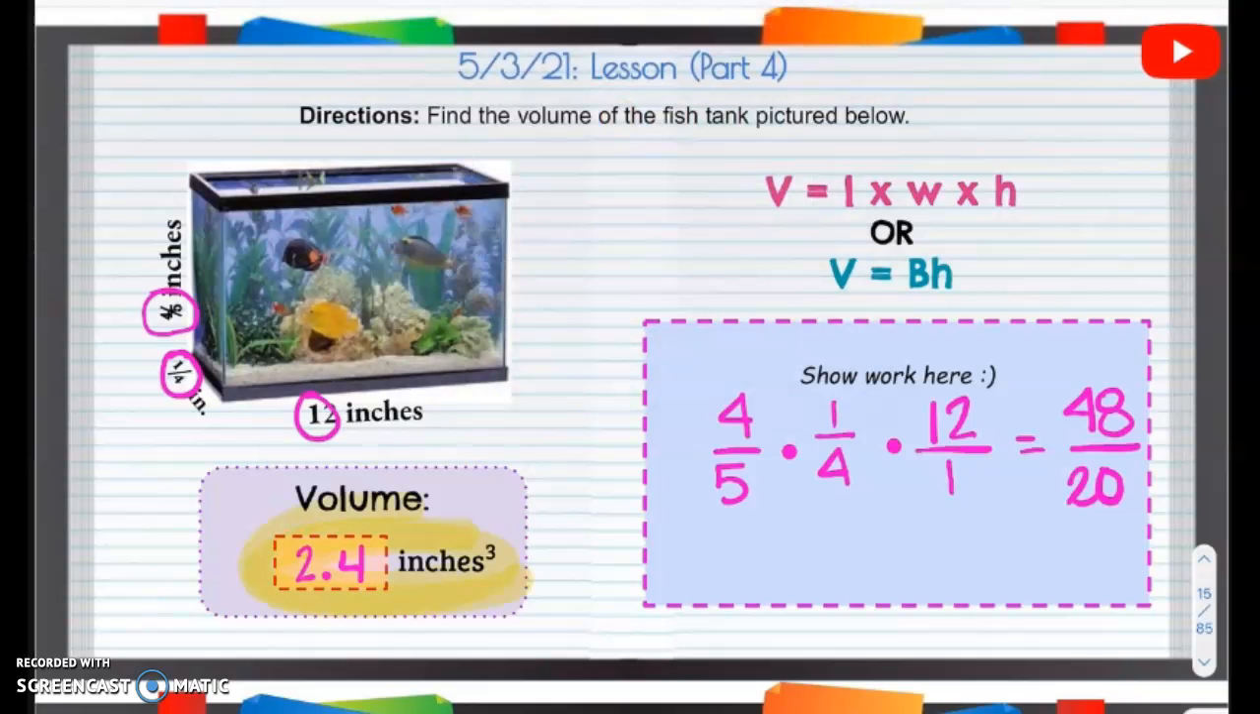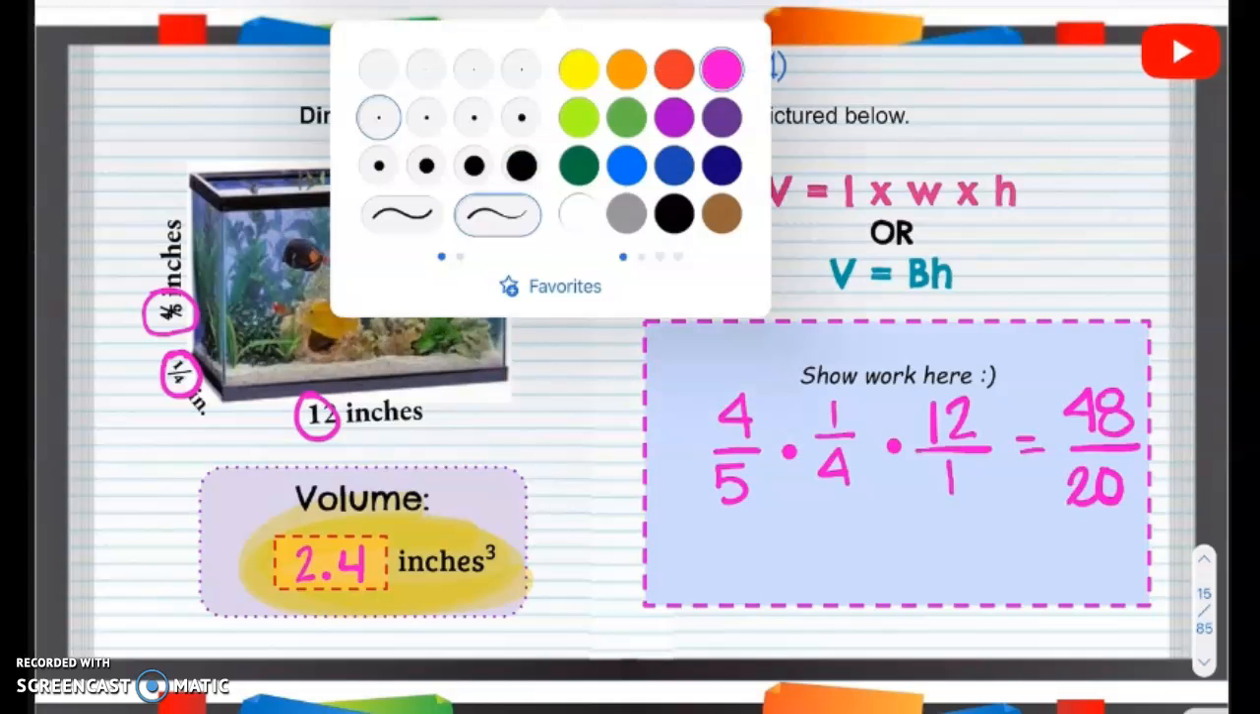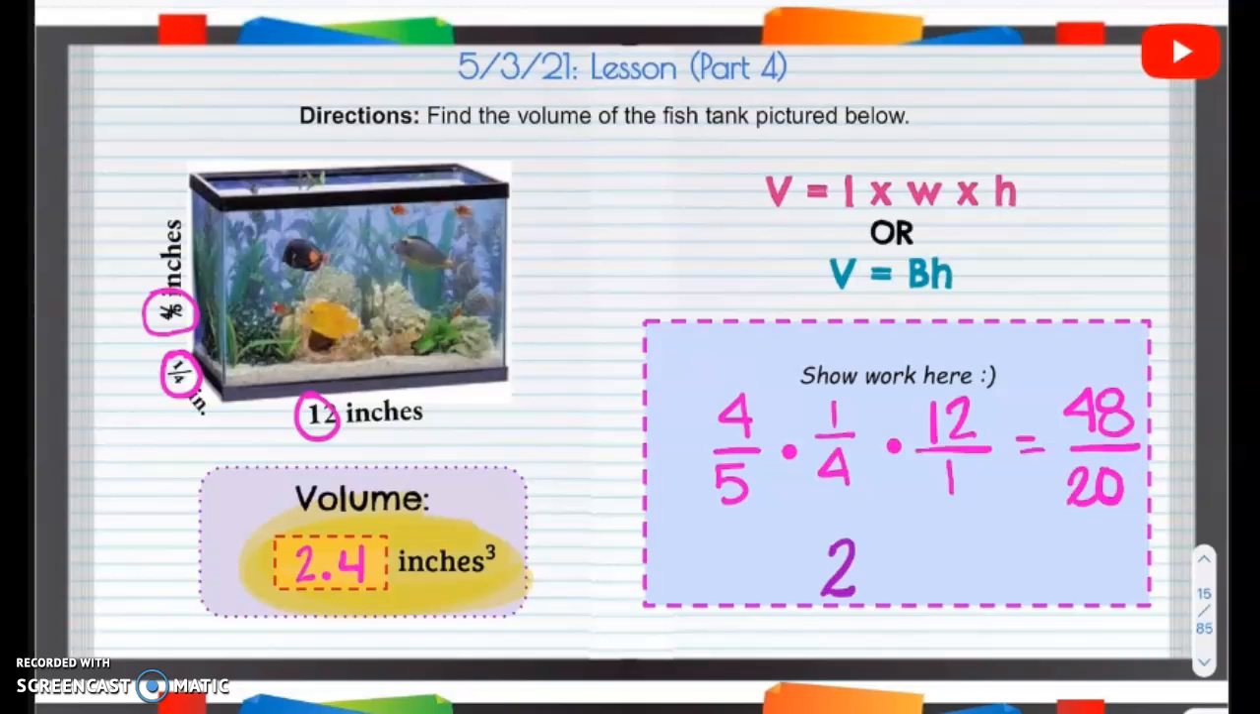Or if you want to write it as a mixed number, 20 can go into 48 2 times, so you have a 2, and then you have 8 left over, 20ths, and that can also be written as 2, and while I know a 4 can go into 8 and 20, 8 divided by 4 is 2, 20 divided by 4 is 5, so you can also put 2/5 if you want to. And that is going to be it for all of our lessons.